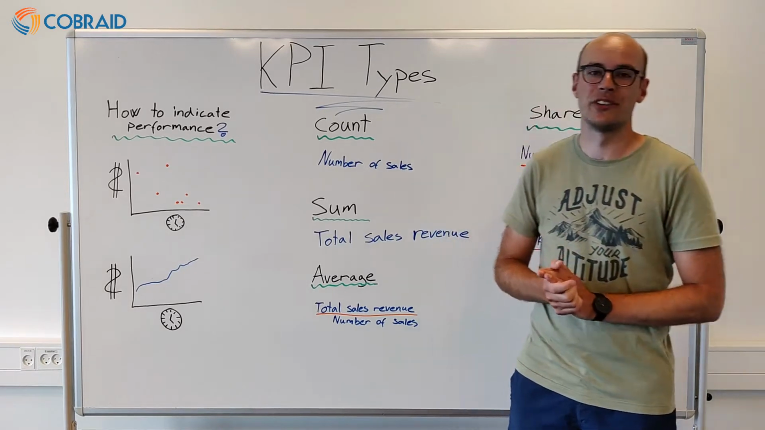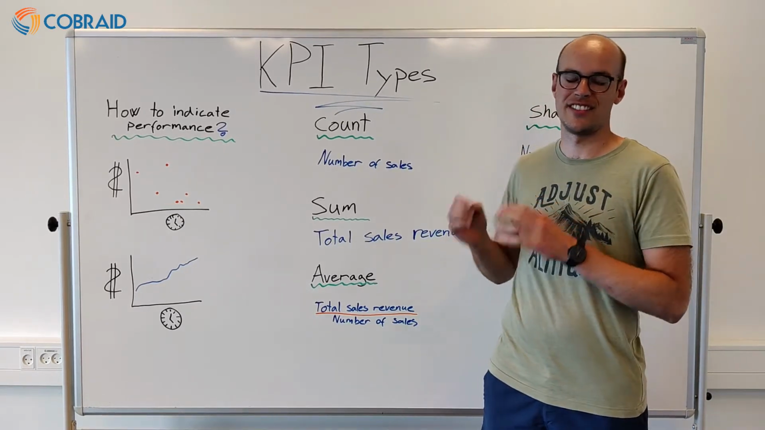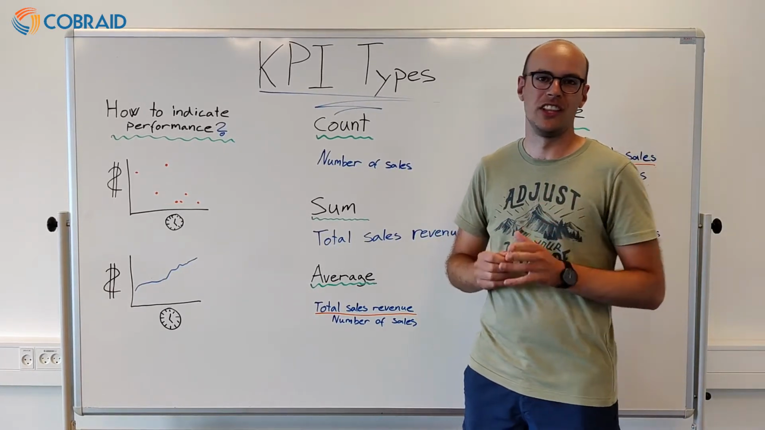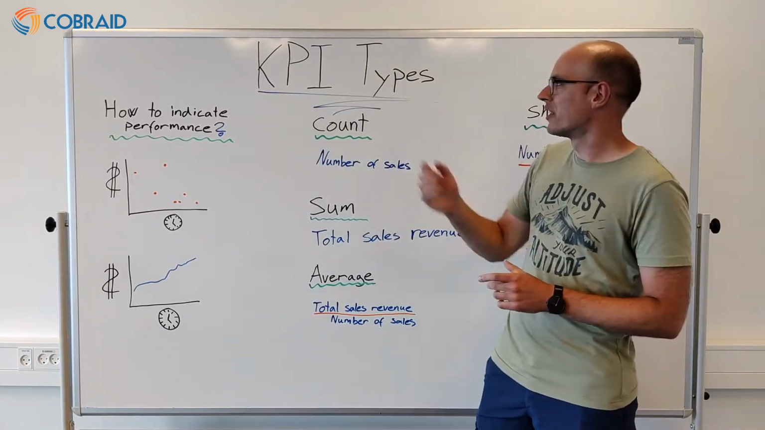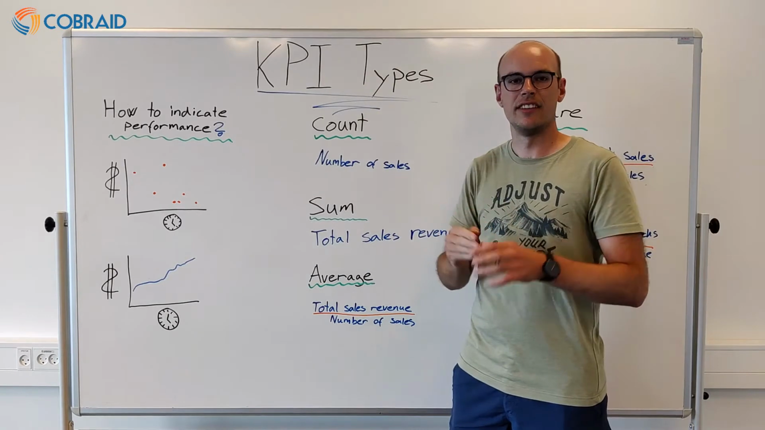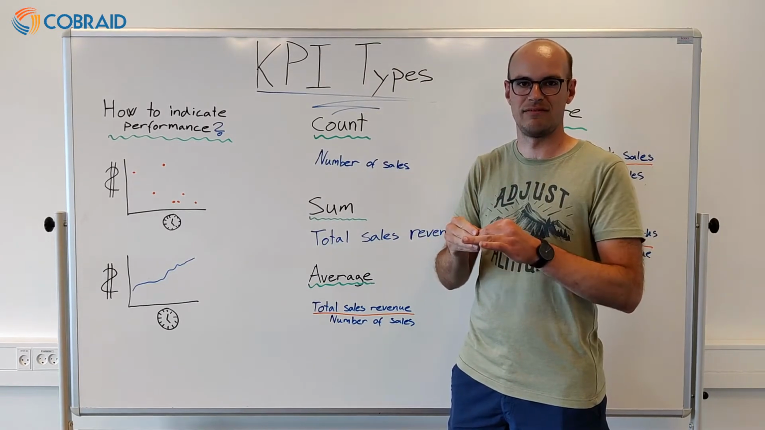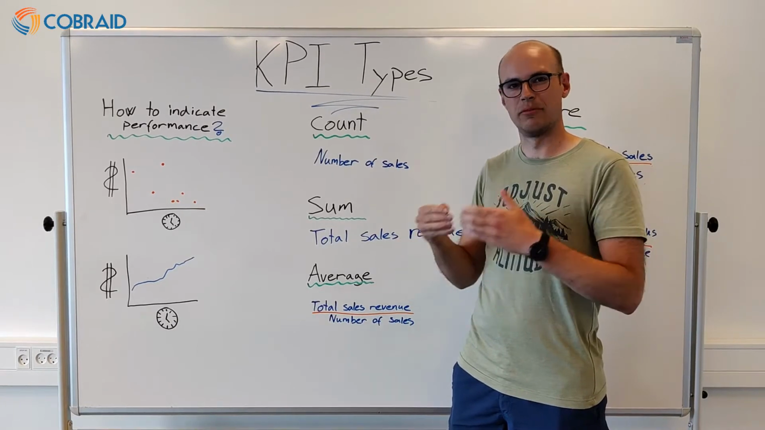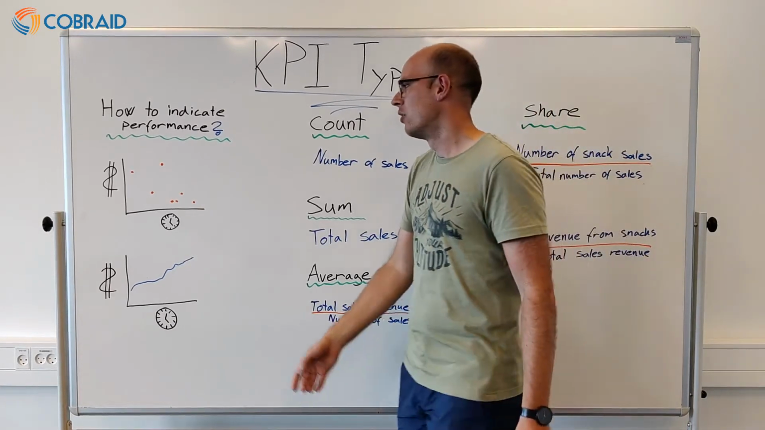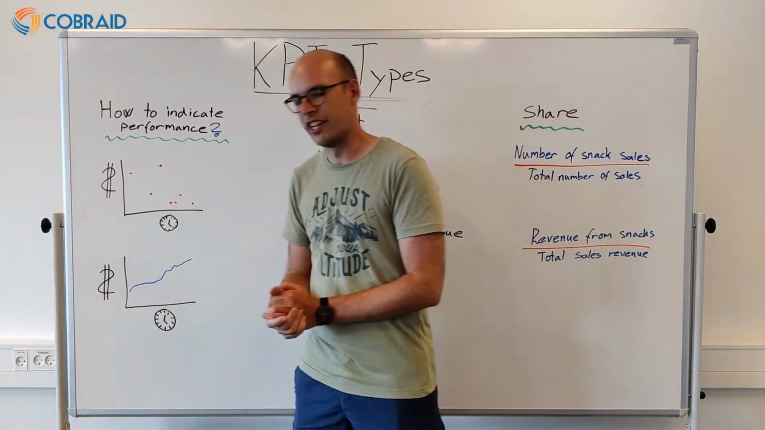And this week we're going to talk about different KPI types. But first of all, let's look at the word again, KPI. So what KPI stands for is Key Performance Indicator. And that raises the question, how do we actually indicate performance? Well, let's have a look over here.